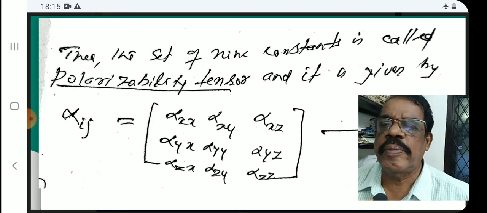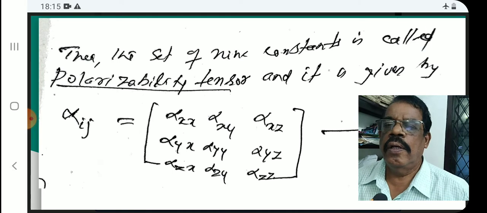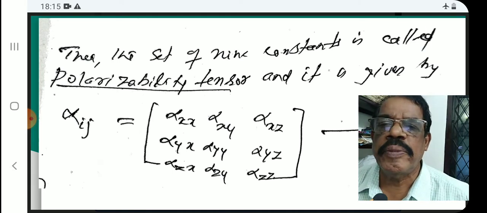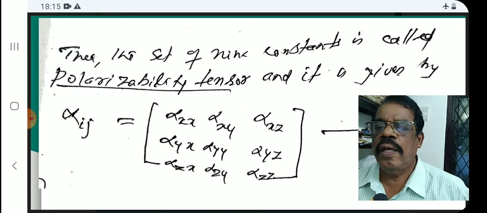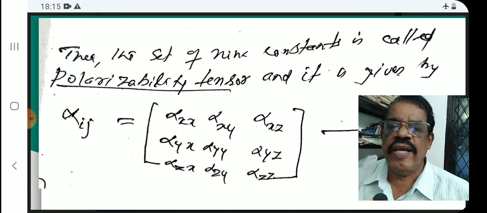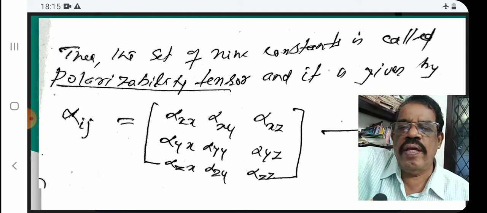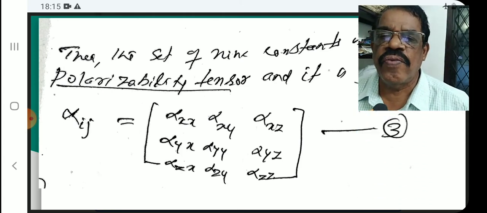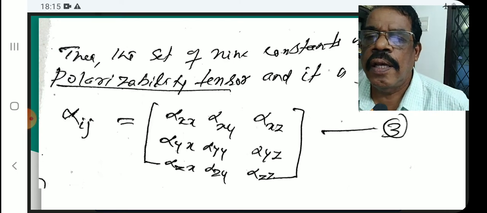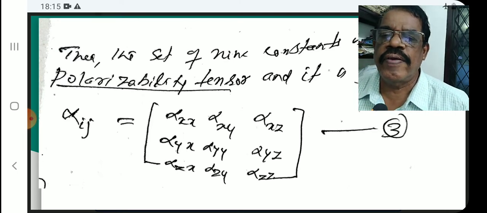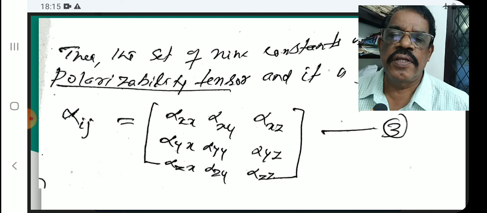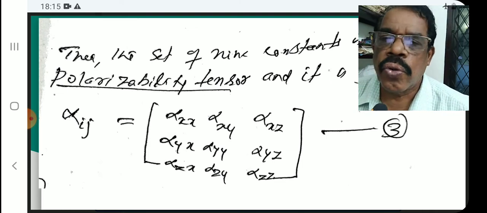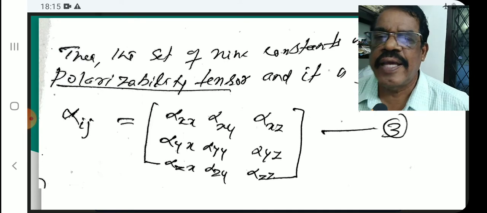Thus the set of new constants is called a polarizability tensor and it is given by alpha ij is equal to alpha xx, alpha xy, alpha xz, alpha yx, alpha yy, alpha yz, alpha zx, alpha zy, alpha zz, equation number 3. So equation number 3 is called the polarizability tensor.